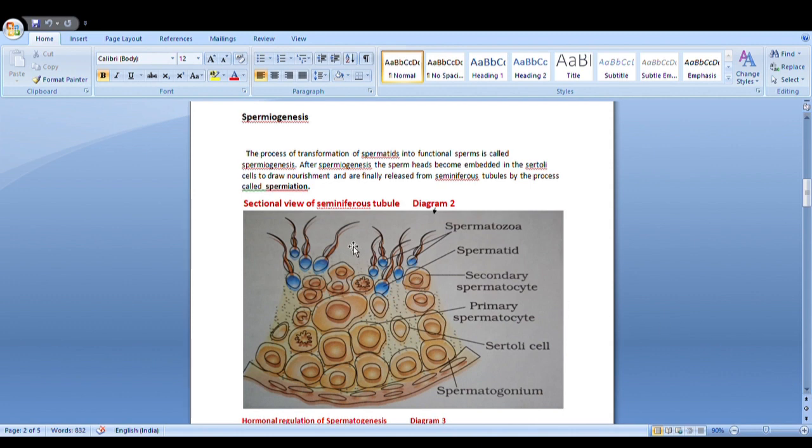Here, a sectional view of seminiferous tubule is given. You can see the spermatogonial cells in the outer layer. Then primary spermatocyte, large cell. Then comes the secondary spermatocyte. Then spermatid. You can see the head is embedded in Sertoli cell. These are Sertoli cells. And functional sperms are produced. Collection of sperm is called spermatozoa. It's marked as spermatozoa.